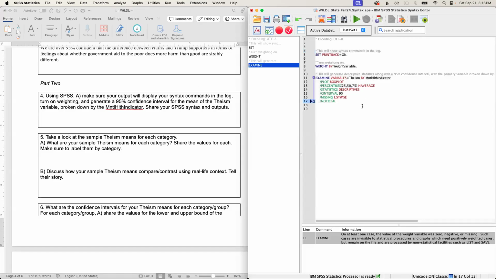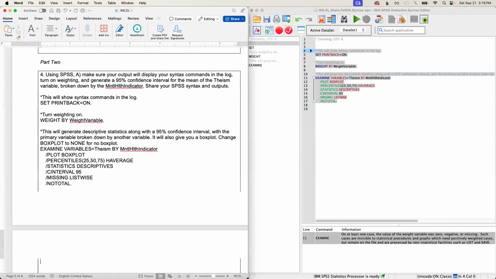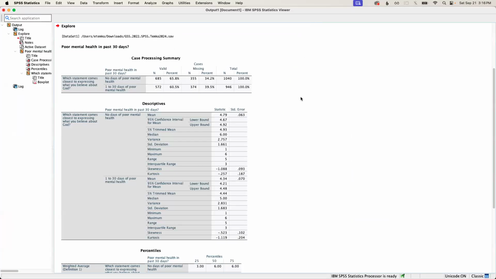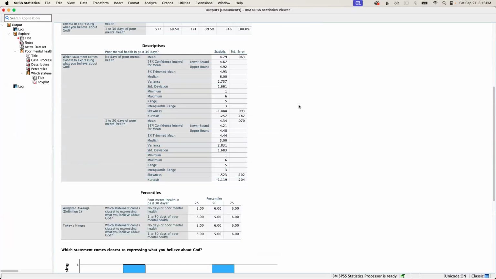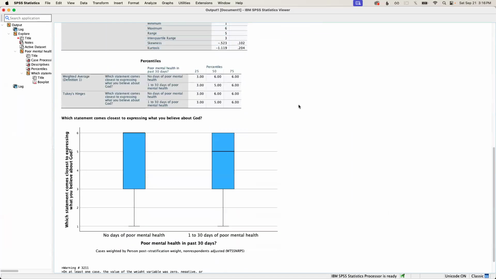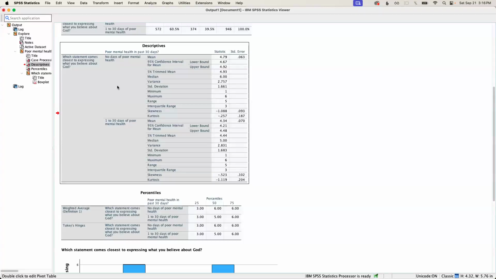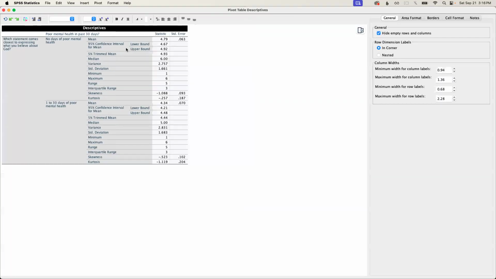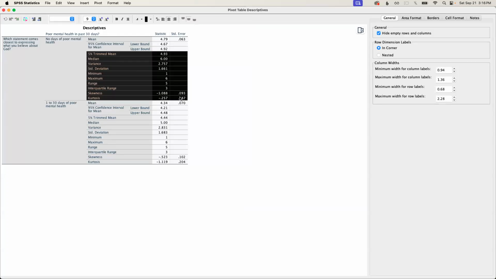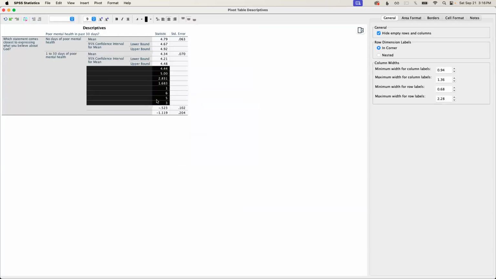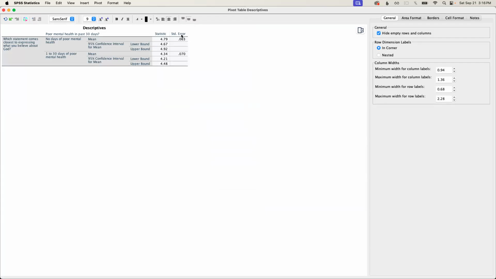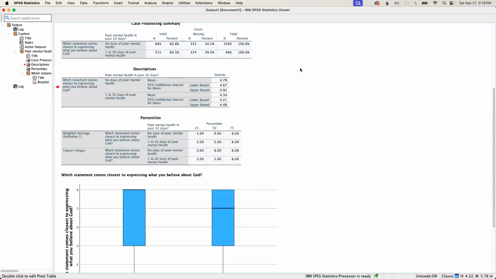So it wants me to share my syntax and my output. So here is my syntax. And then this is what my output looks like. I only need the confidence intervals here. And so what I'm going to do is I'm just going to trim this. So I double clicked on it and I'm going to get rid of some of this extra stuff that I don't want to distract me. So I'm just right clicking on the cells that I don't want, the rows, the columns I don't want, and deleting them. And then when I X out of this, it'll update it right there. So this is what I want.